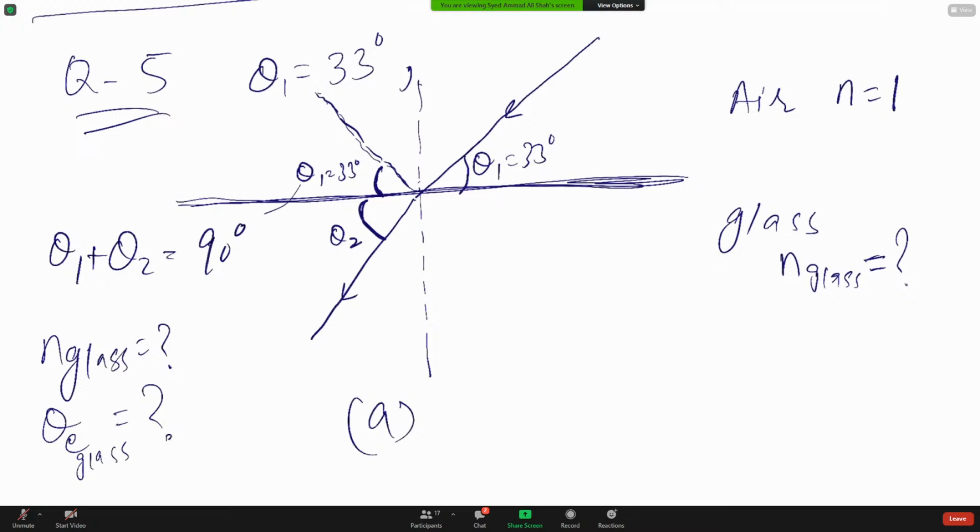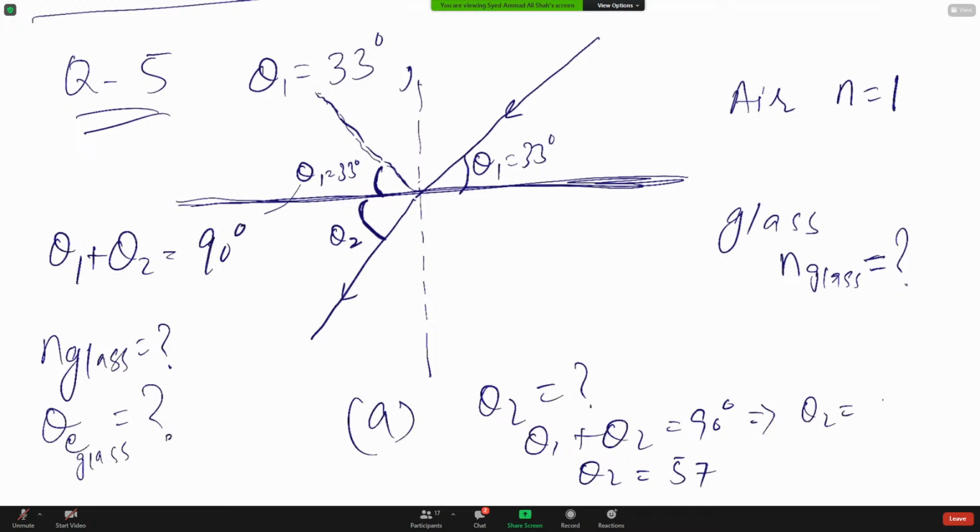If we have theta 1 plus theta 2, but we don't have theta 2, what is it? Any guesses? 57, because 90 minus 33. So theta 1 plus theta 2 is equal to 90, which means theta 2 is equal to 90 minus 33, 57.